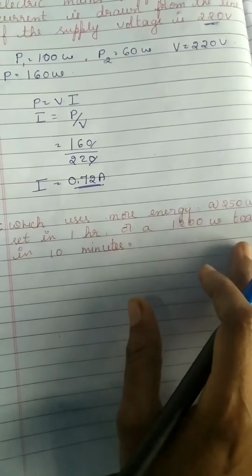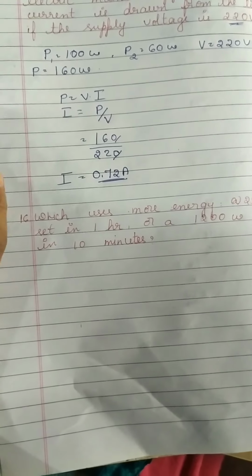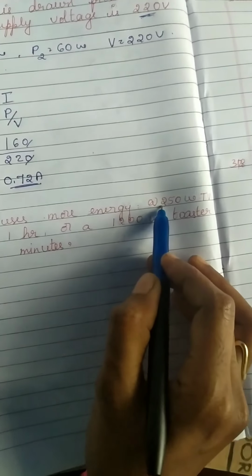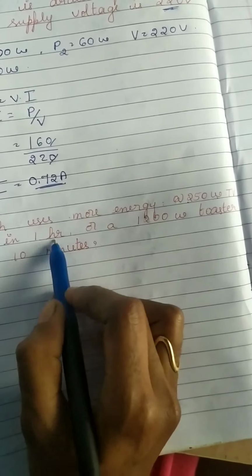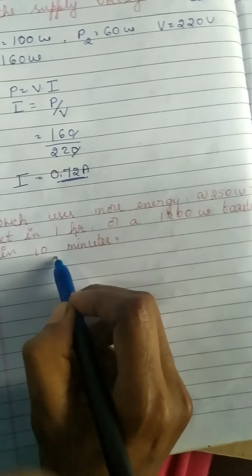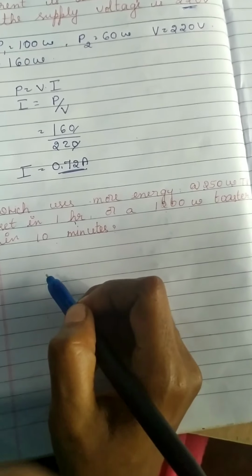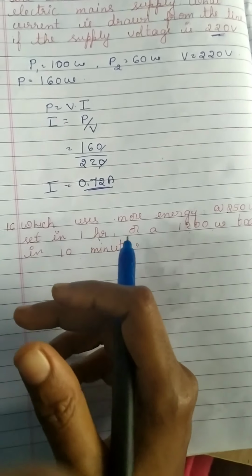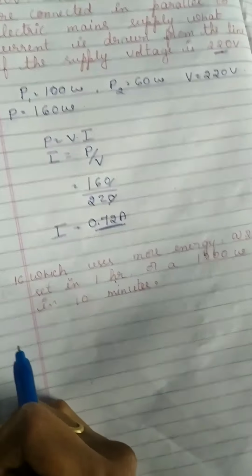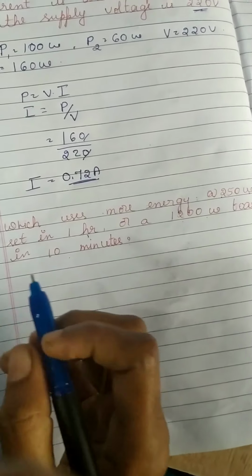Next, which uses more energy: a 250 watt TV set in 1 hour or a 1200 watt toaster in 10 minutes? To find the energy, which is nothing but the work done. Work done and energy are the same.